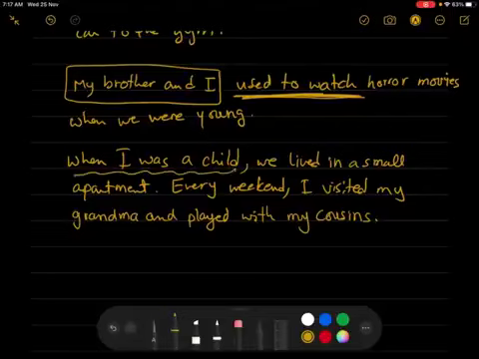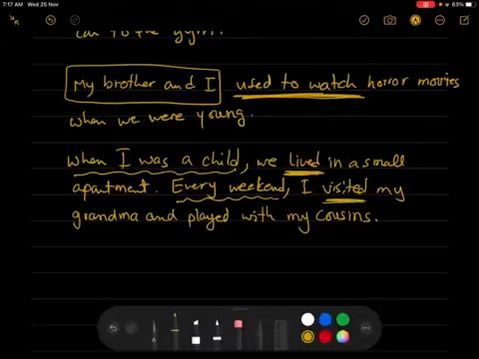When I was a child, that indicates the past. So I will be talking here about the past. So what habits I used to do in the past? We lived. That's a habit here. Okay, it's not necessary to use the to in the verb. Here we have the sense of a habit. We lived in a small apartment. It means we used to live in a small apartment.